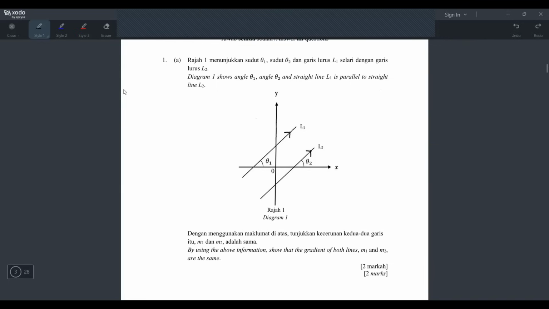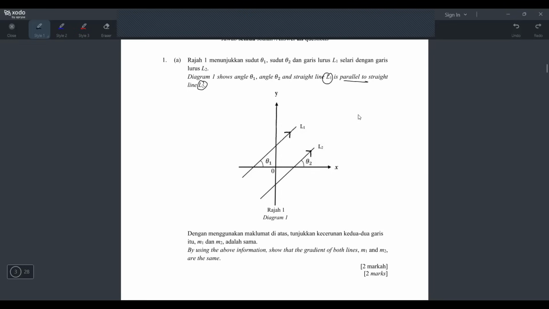Okay, question number 1. Let's read the question. Diagram 1 shows angle theta 1 and angle theta 2. Okay, I can see it. It's here and here. And then it says straight line L1 is parallel to straight line L2. So these two lines are parallel. Okay, it means theta 1 and theta 2 will be equal also lah.